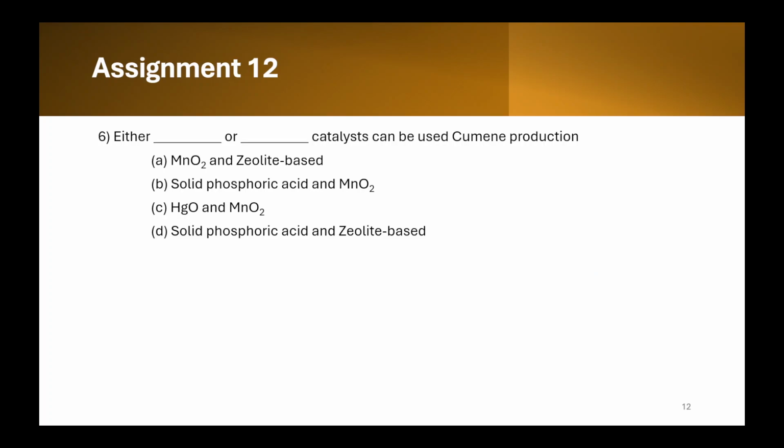Next question, either dash or dash catalyst can be used for cumene production. So what will be the correct answer here? MnO2 and zeolite based. We know zeolite based is there. Solid phosphoric acid and MnO2. We know solid phosphoric acid is there, but MnO2 is not known. HGO and MnO2, I don't think so. The last option is correct: solid phosphoric acid and zeolite based.